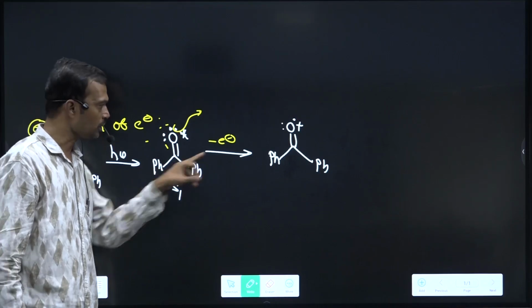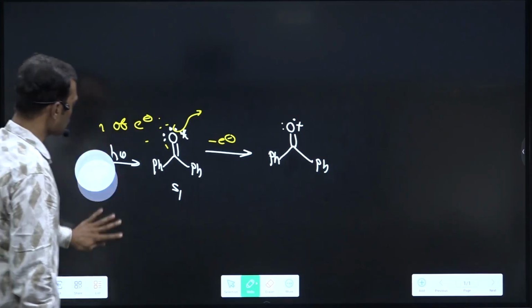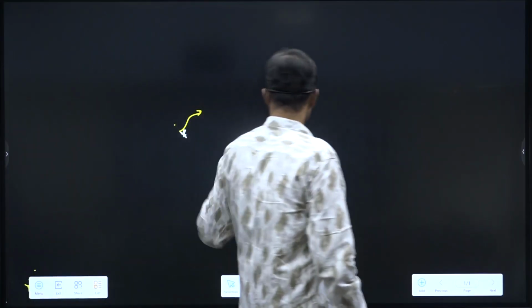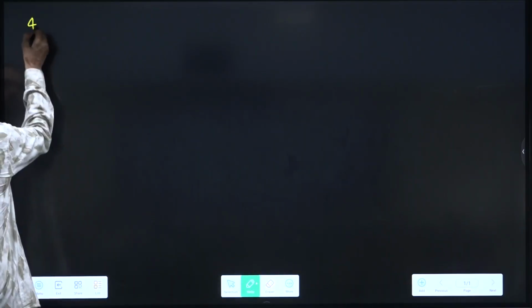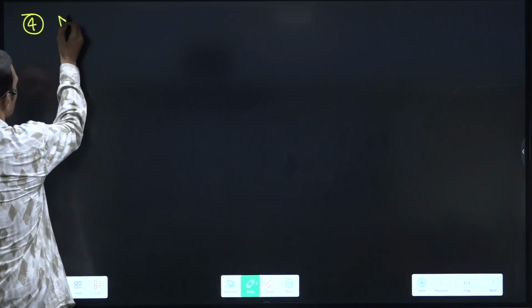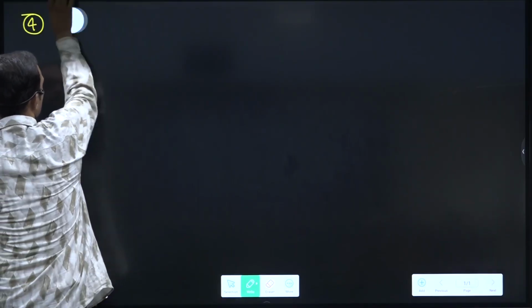This is unstable and this is a little bit stable as compared to this. So these are the 6 possibilities of stabilizing an excited partner. Now next one, molecular energies.